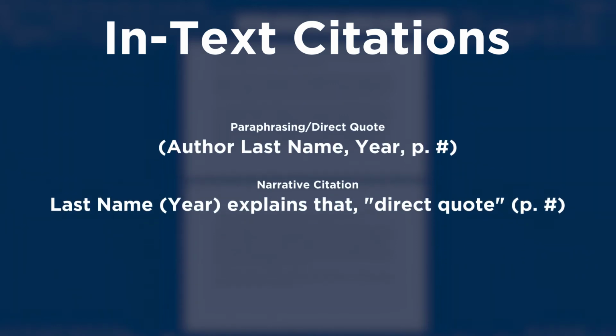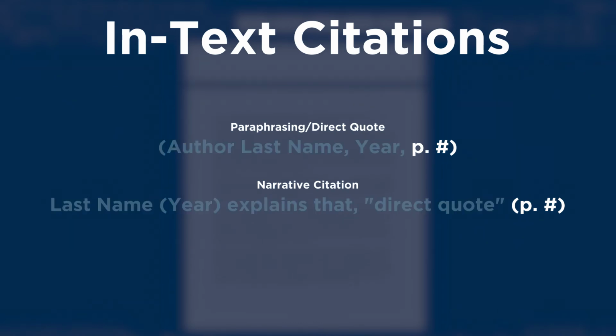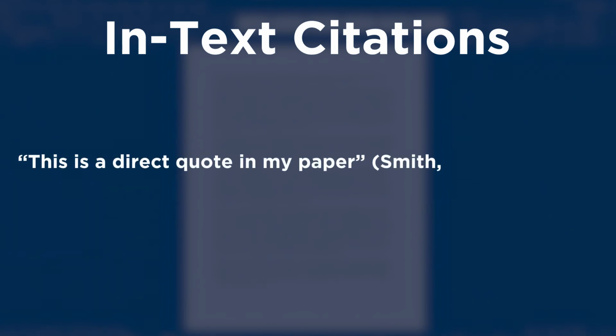Paraphrasing or direct quotations require in-text citations to give credit to the research you did about the topic. If you use a direct quote, you must also add the page or paragraph number to the in-text citation. To do so, put a comma after the publication year and then a period, and the page or pages the quote can be found in your research.